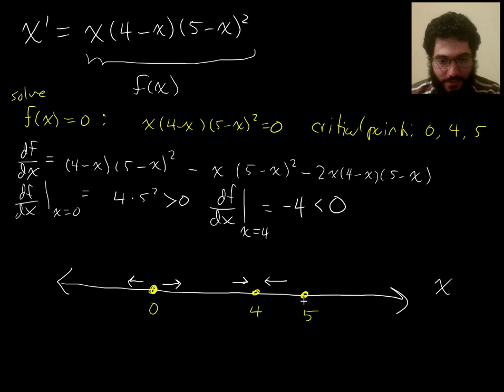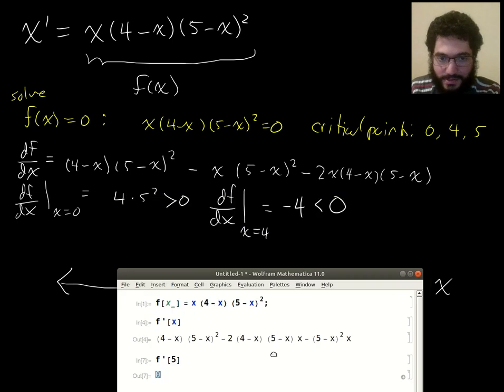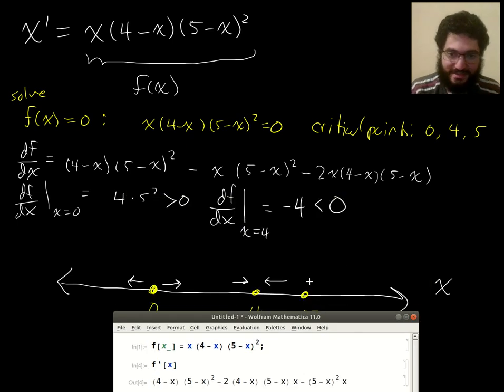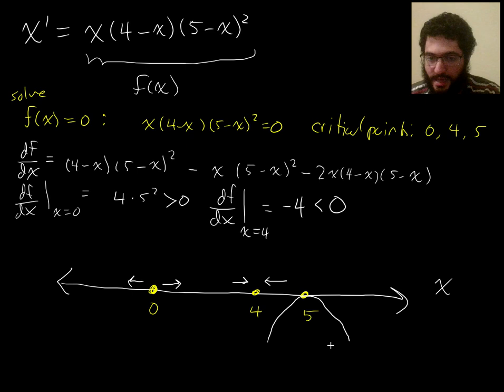Okay, and now we can do the same thing for the critical point 5. See what we get. Oh, we got 0. So what happens there? That 0 is coming from the fact that when you look at the plot of x prime versus x, it was like this, just barely touching 5, like that. So what's the deal with 5?